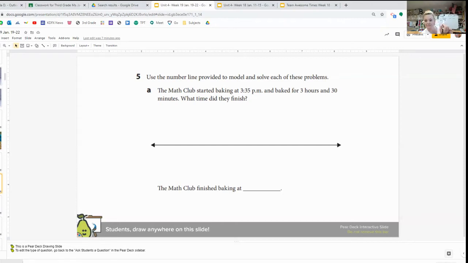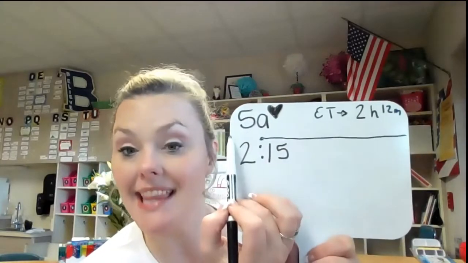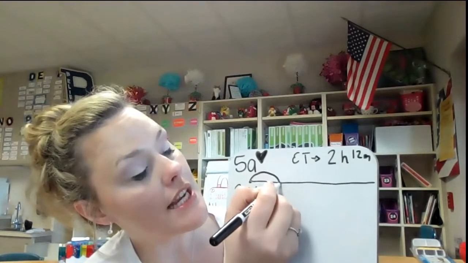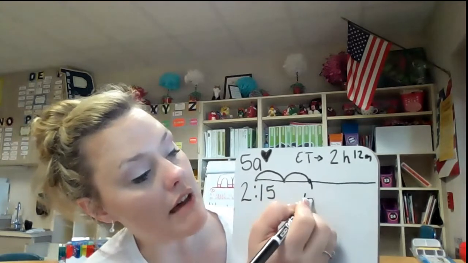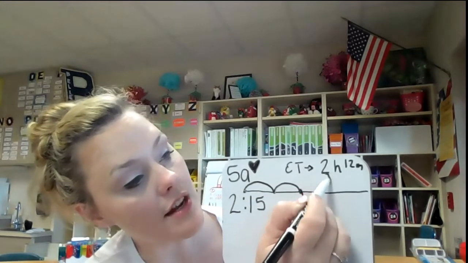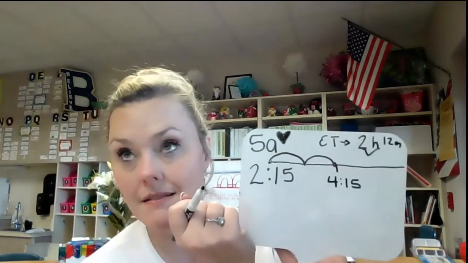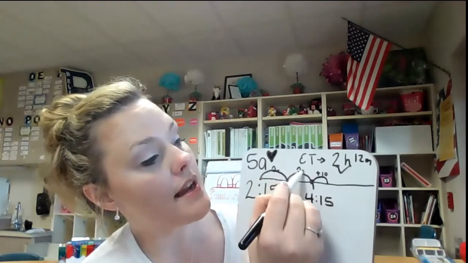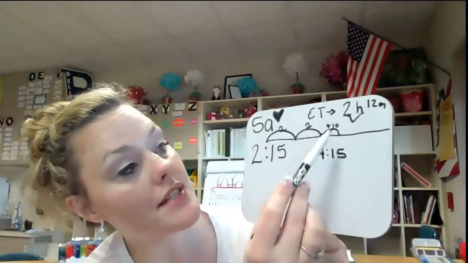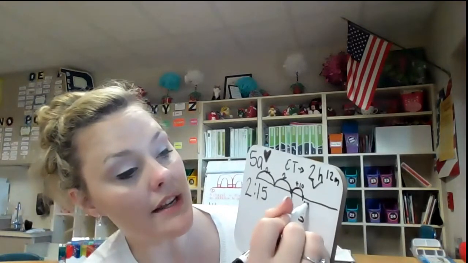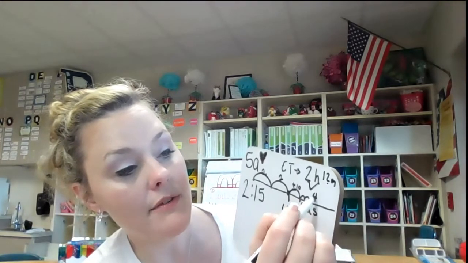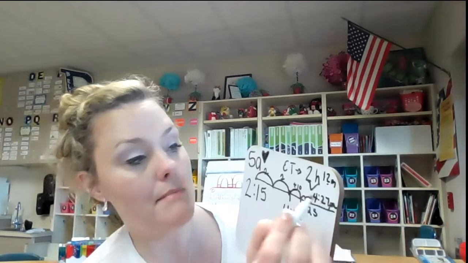So 2:15, let me stop my share, sorry about that. Stop share, now you'll be able to see. So this is going to be like 5A, but not quite. So 2:15 plus 2 hours. 2:15, 3:15, 4:15. That would be my 2 hours. Check that off. And then I'm going to add 12 minutes. So I'm going to just jump a 10. This is 1 hour, and this is 1 hour. I'm going to jump a 10. So from 4:15 plus 10 would be 4:25. And then 2 more minutes, 1, 2. So my answer will be 4:27 p.m.